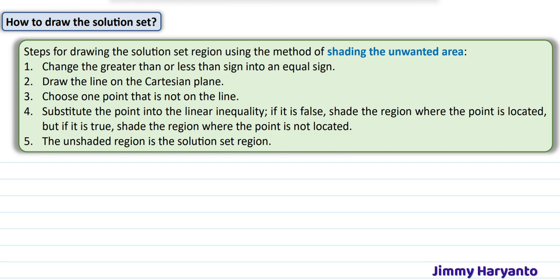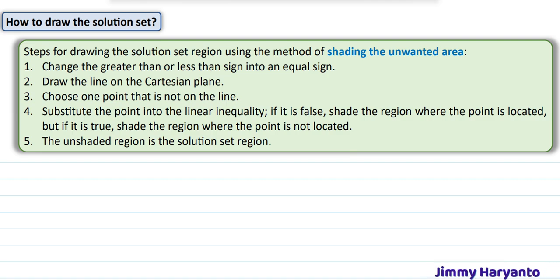And then how to draw the solution set? First, you have to change the greater than or less than sign into an equal sign. We have to calculate it first, because to draw a line you have to find the y-intercept and x-intercept. To find the y-intercept and x-intercept, you have to change the greater than or less than sign into an equal sign first. Then draw the line, choose one point that is not on the line, and substitute the point into the linear inequality. If it is false, you have to shade the region where the point is located.